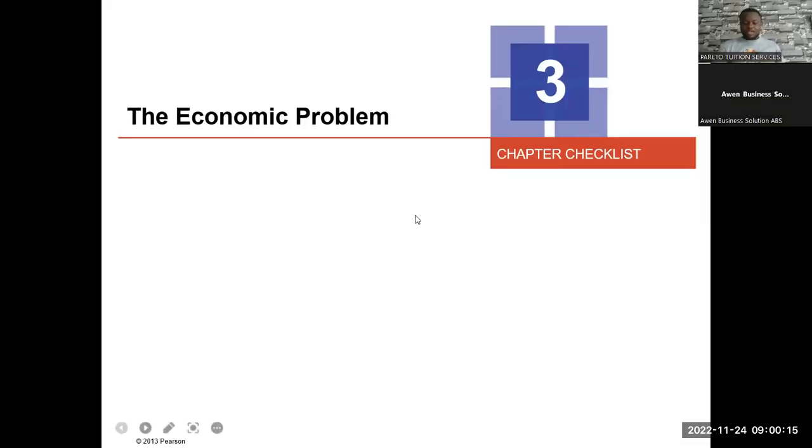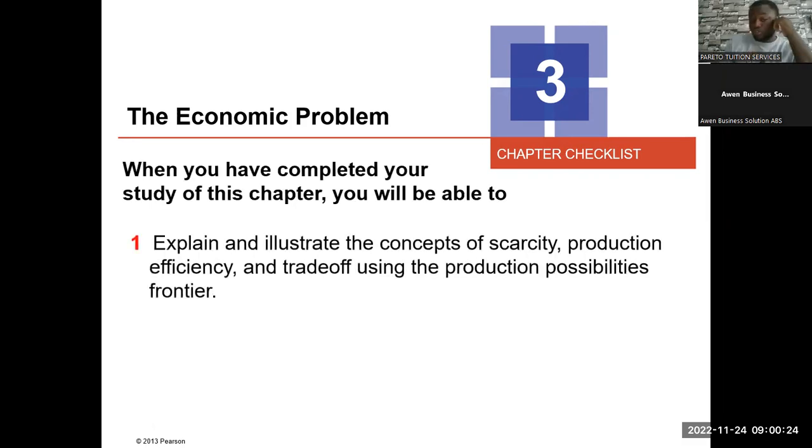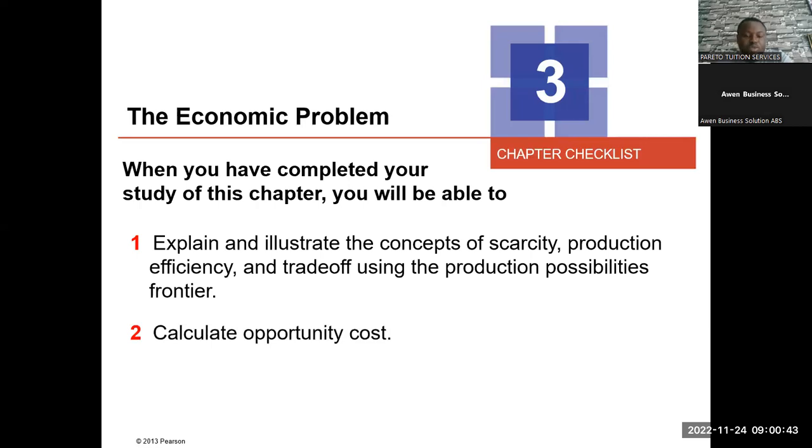All right, so today we are looking at the economic problem. Now, before we finish with this, these are the objectives. We should be able to explain and illustrate the concepts of scarcity, how it relates to production efficiency and trade-offs, as we use the PPF, the production possibility frontier. We should also know how to calculate opportunity cost of producing one good in terms of another good or another service.